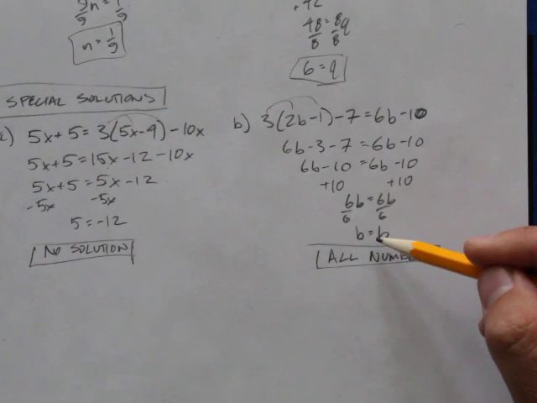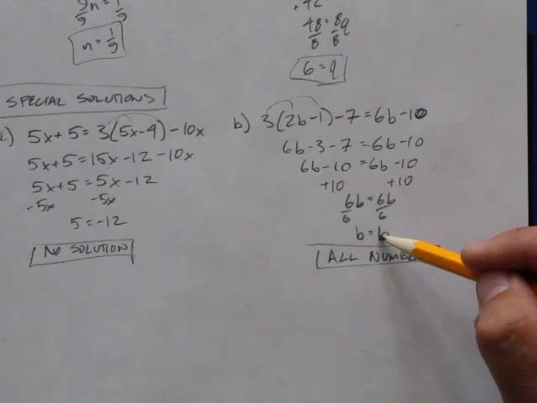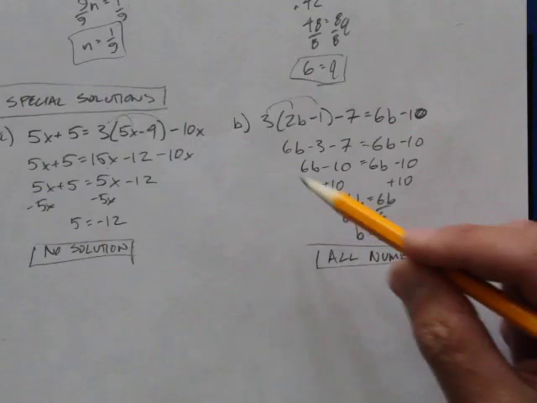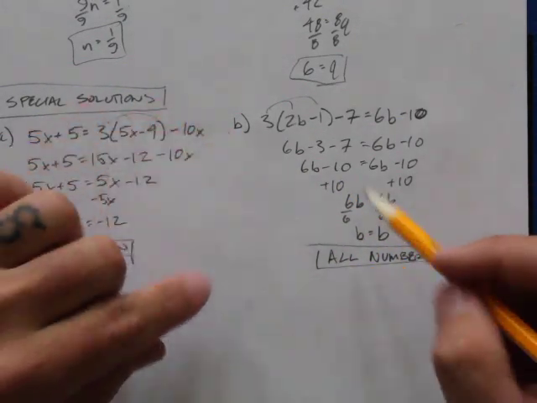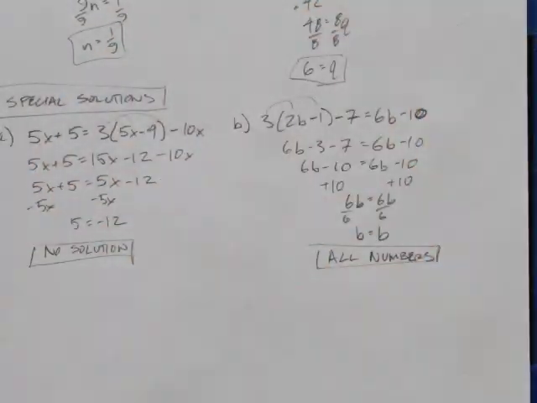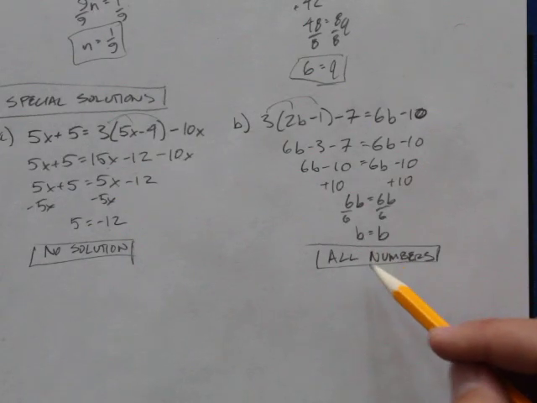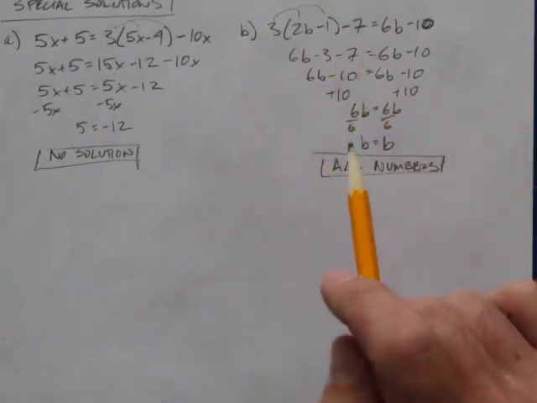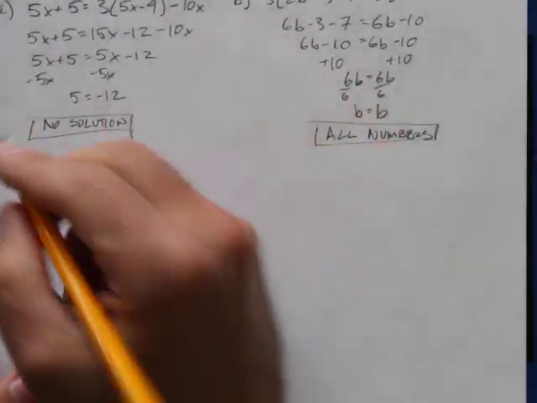But when you get to this, if you get the variable equals the variable, then your solution is all numbers. What that means is if I've got these two lines here, they're the same line graphed on top of each other. So all numbers. So let's have you do a couple and see what you can find out.